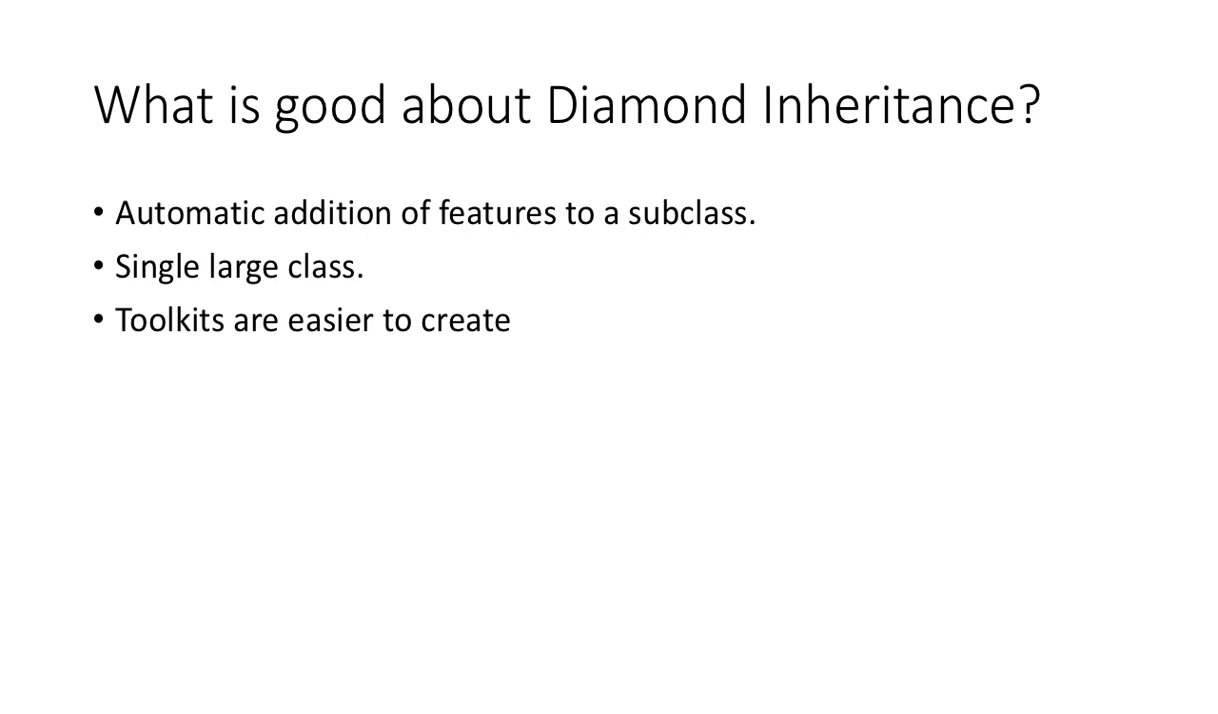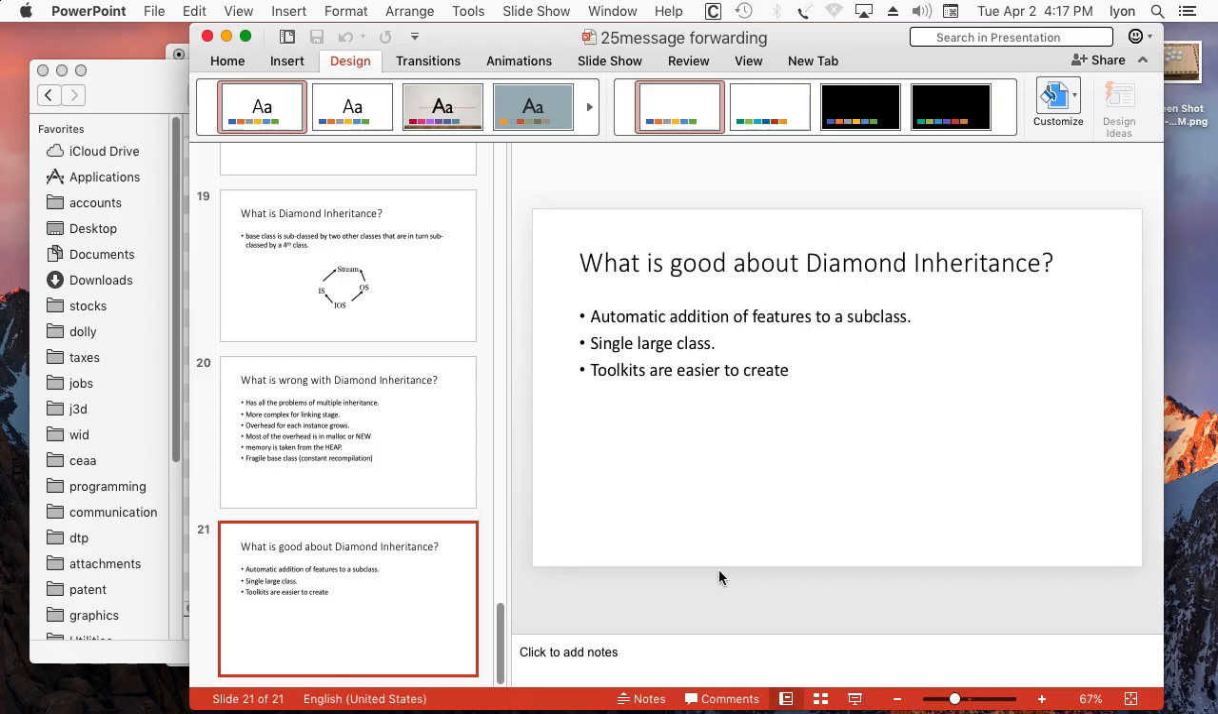So what's good about diamond inheritance? I get to add features just by subclassing. I can make a single large class, and I can create toolkits. And so now you have a brief overview of dynamic and static delegation and the difference between Java's form of inheritance and multiple inheritance. Thank you.